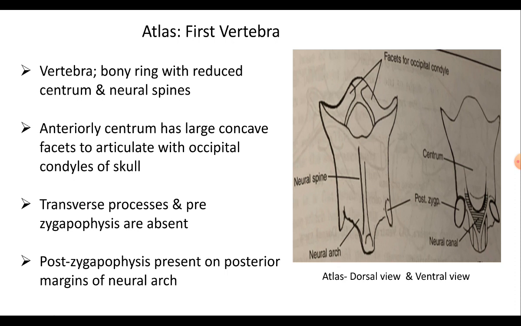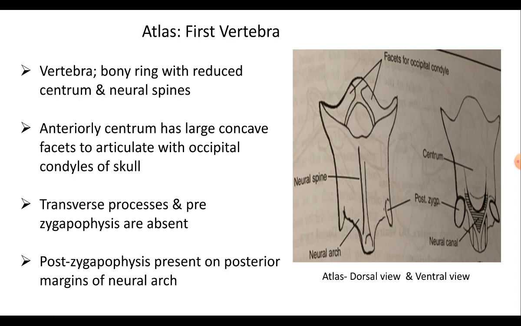Coming to the first vertebra of frog vertebral column, it is called atlas. It is highly specialized because it has to support the skull on the anterior face. It is a small ring-shaped vertebra and it is devoid of transverse process and pre-zygapophysis. That means the transverse process as well as the pre-zygapophysis are absent. It has a reduced centrum and neural spine.